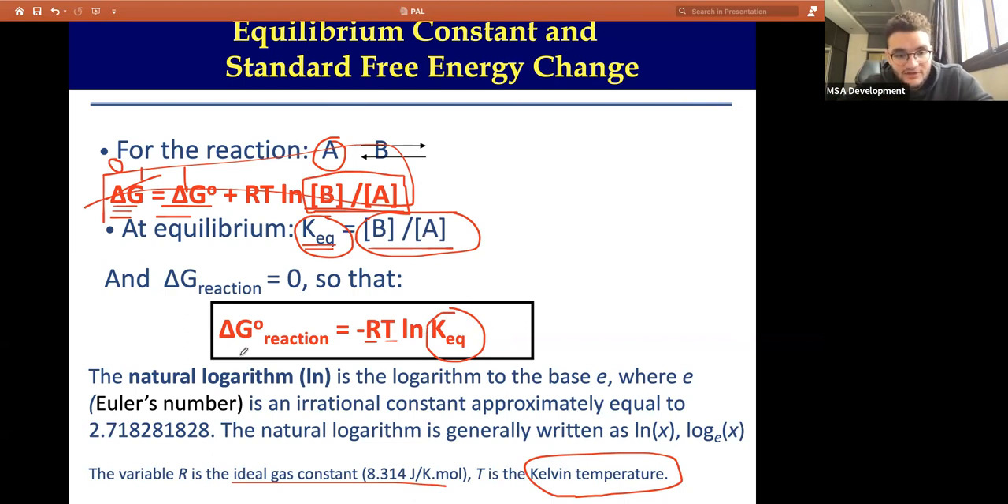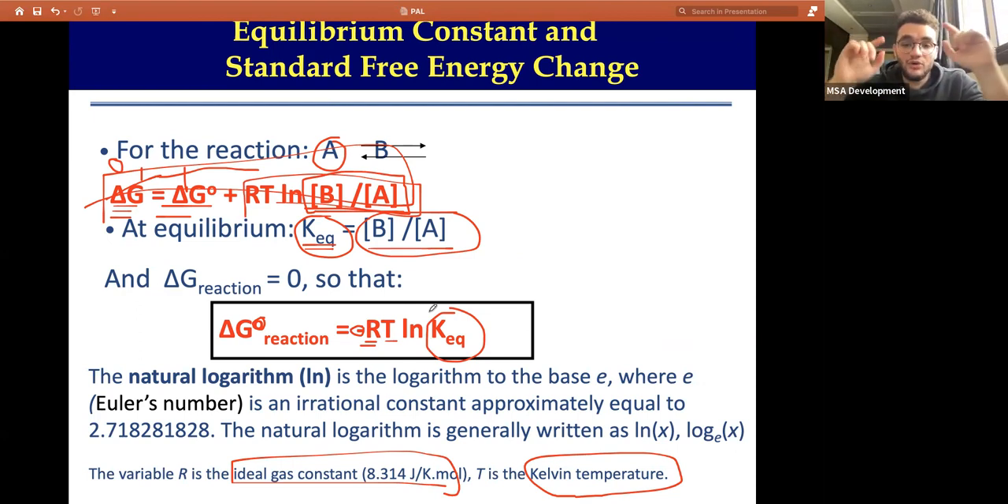So you get delta G standard equals negative RT ln K equilibrium, because this term becomes 0, so you take this part to the other side. It's just math at that point. That's why there is a negative sign here. R is the ideal gas constant, always the same value. T is temperature, but in Kelvin, not degrees Celsius. And K equilibrium is there because we're at equilibrium.